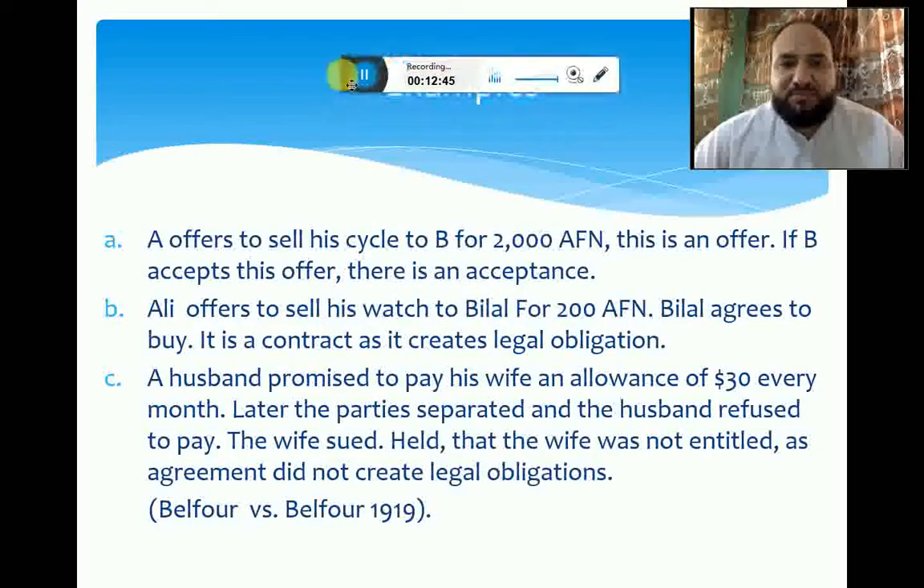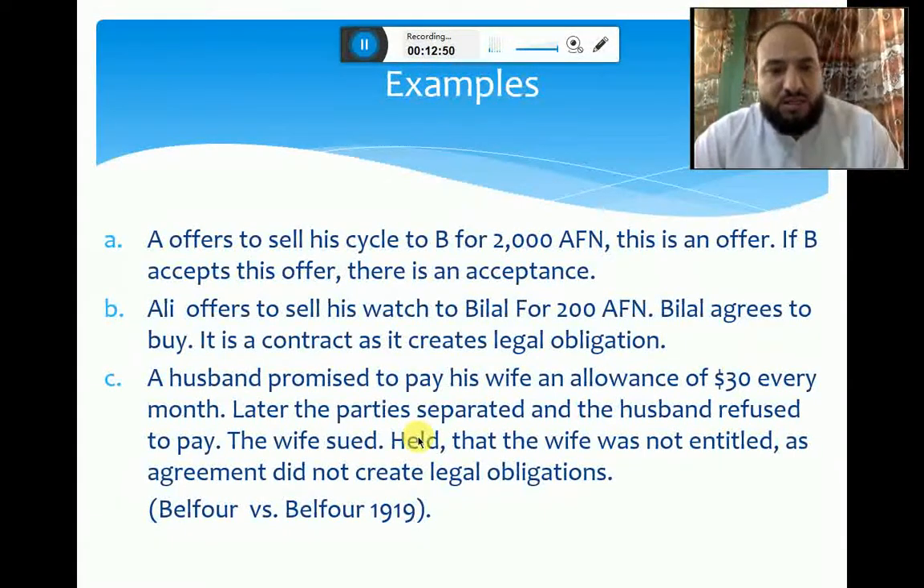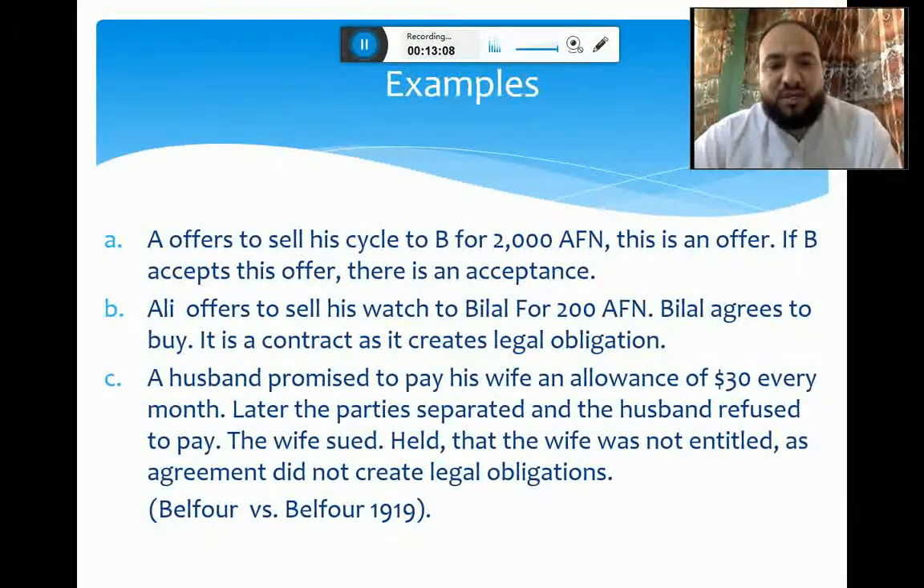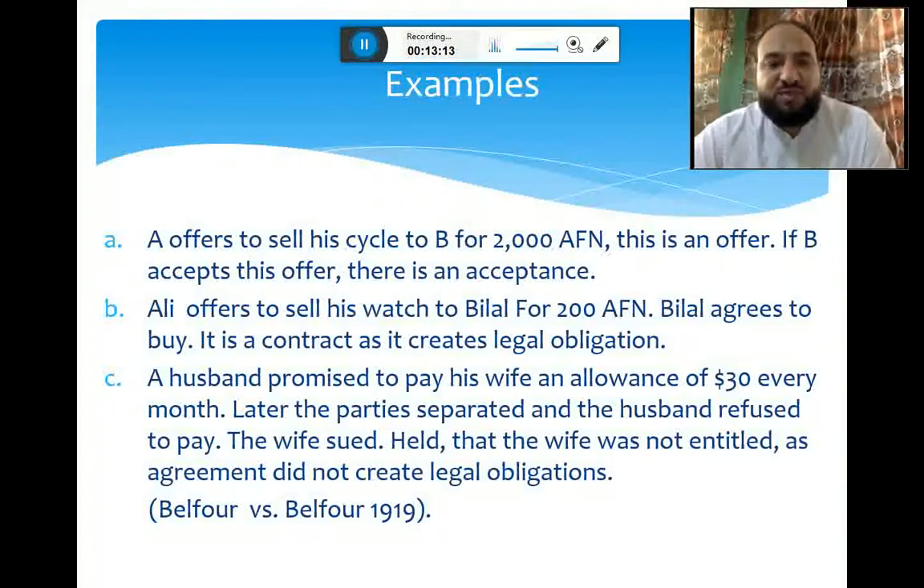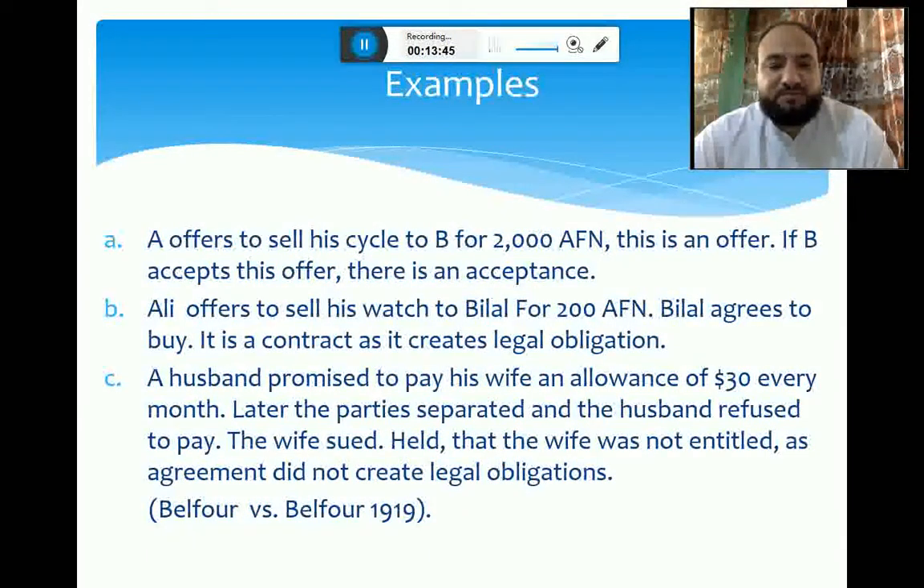Now there is another example, which is a real example, in which a husband promised to pay his wife an allowance of $30 every month. Later the parties separated and the husband refused to pay. The wife sued, and it was decided that the wife was not entitled, as the agreement did not create a legal obligation. So here the contract between husband and wife was a social contract. The husband promised to help his wife while she is in wedlock, or nikah, and that was a social agreement. When that promise finishes, that contract finishes, then this second contract of paying her $30 every month also finishes. This happened in 1990 in Balfour versus Balfour. The first Balfour is the husband, the second Balfour is the wife.